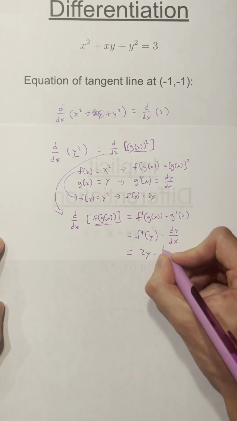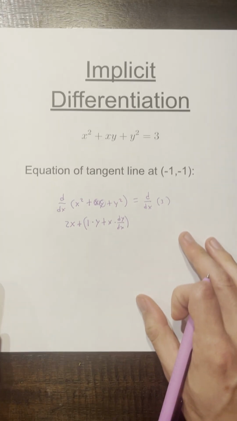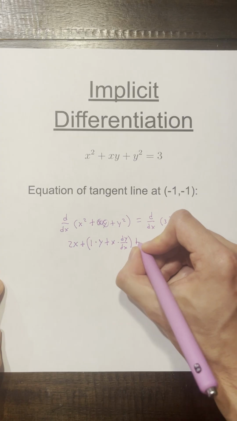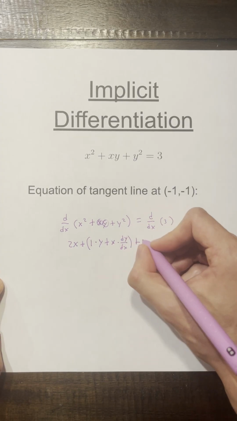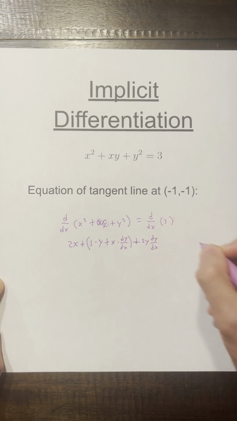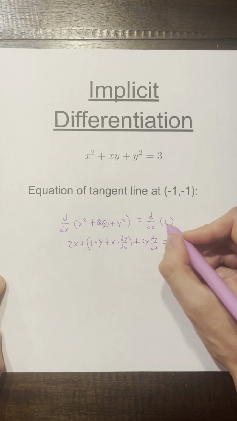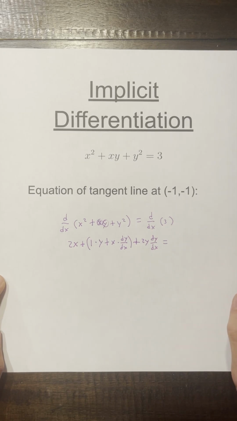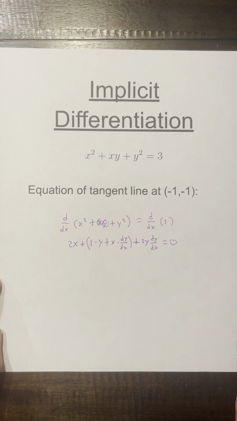Okay, I'm going to copy this. All right. So plus 2y times dy dx. Okay, and that's equal to, what's d dx of 3? 0. Okay. Now, what's the second step with implicit differentiation?